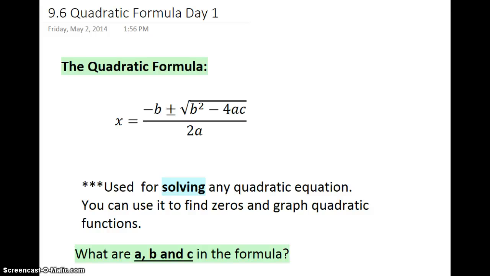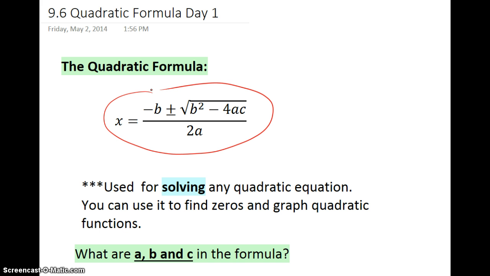Hi Algebra 1, we're about to start our last section for quadratics. We will actually be learning the quadratic formula, and we wanted to just get you started on the formula because it does take a while to plug everything in. So if you take a look here, we have our quadratic formula, and I wrote it here for you.